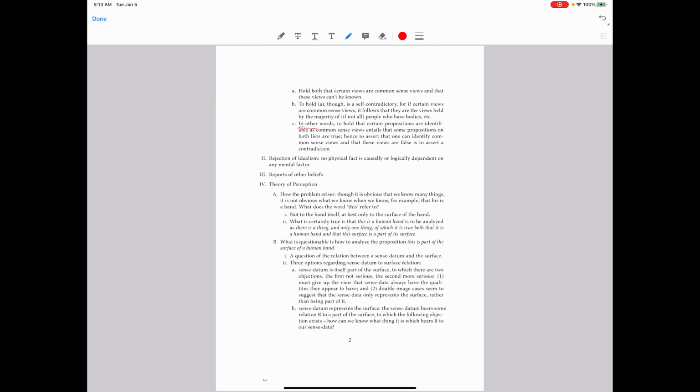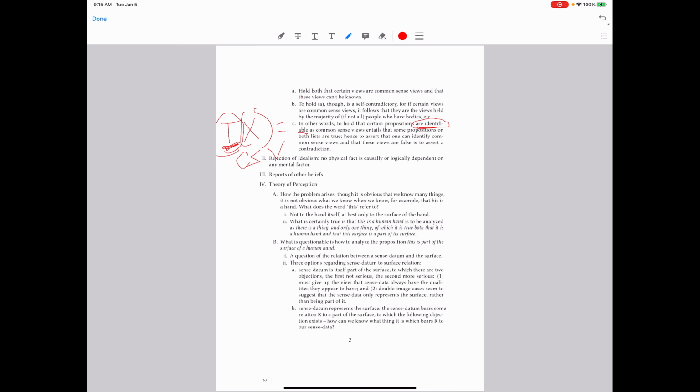Here are more rephrases. In other words, to hold that certain propositions are identifiable as common sense views entails that some propositions on both lists are true. Now, what's crucial here to this Moorean argument is that we got something new. We have this epistemic notion of what we can identify. So you're talking to the skeptic, and you're asking the skeptic to identify the common sense views in question that the skeptic holds can't be known to be true. And then once the skeptic claims to be able to identify certain views as common sense views, you accuse the skeptic of holding a self-contradictory view, because now you have a view, call it X, and the skeptic claims that he can identify X as a common sense view.